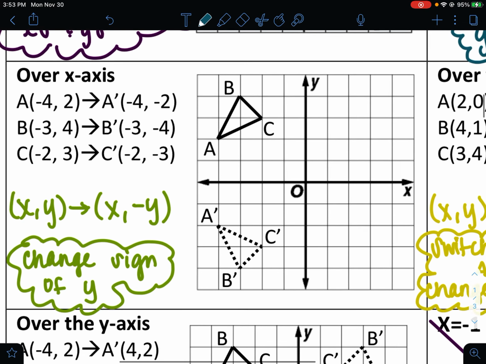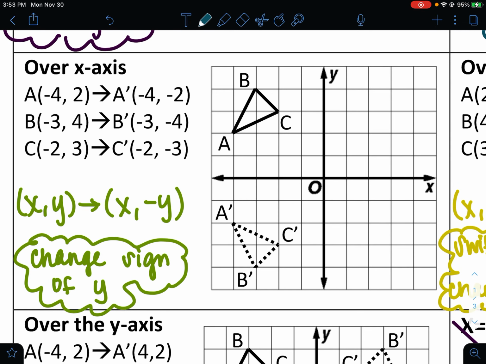Over the x-axis. Okay, first of all, let's identify where the x-axis is right here. You guys have got to remember that. It says x, so it's not that hard to remember.